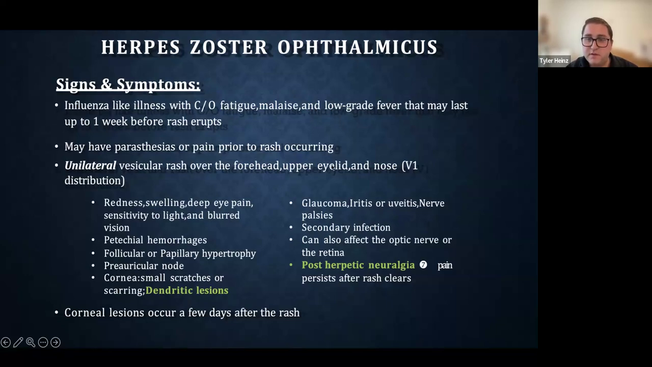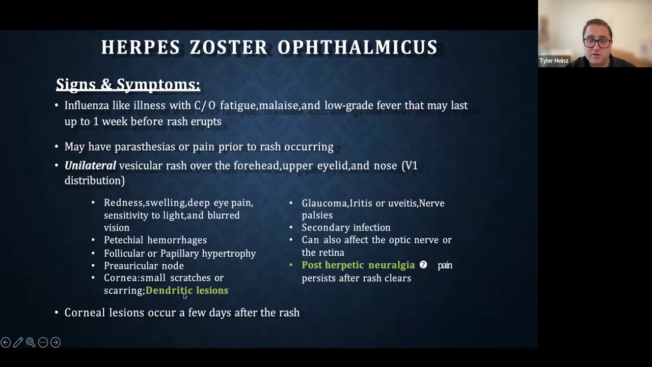Now, of course, like we mentioned, continued infections, repeat infections of the herpes virus can cause bouts of glaucoma, iritis, uveitis, nerve palsies, all their secondary infections. It can affect the optic nerve, the retina, and of course, they can have that post-herpetic neuralgia, so pain even after it looks like things have subsided. And you can always, of course, treat with things like gabapentin, pregabalin, things like that that are going to help alleviate that neurologic pain.